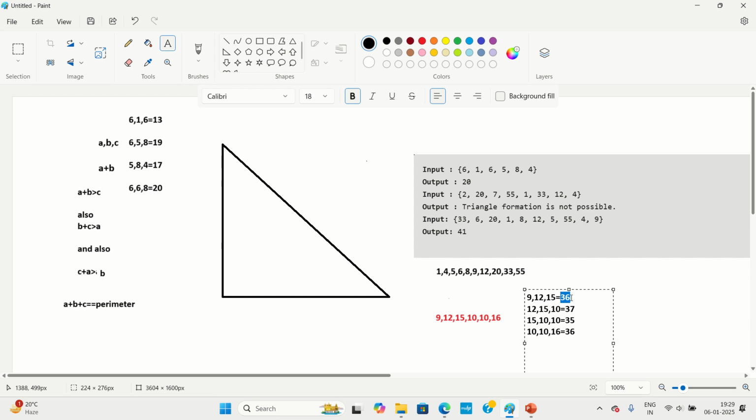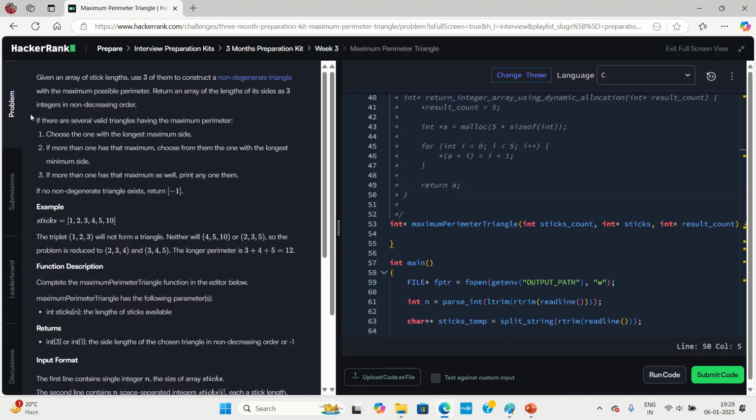So we are having 36 as the perimeter for this triplet and 36 as the perimeter for this triplet also, right? Now, according to the problem, which one are we supposed to return? So, see, first of all, choose the triangle with the maximum perimeter. Fine. Now, if there are several valid triangles having the maximum perimeter, choose the one with the longest maximum side.